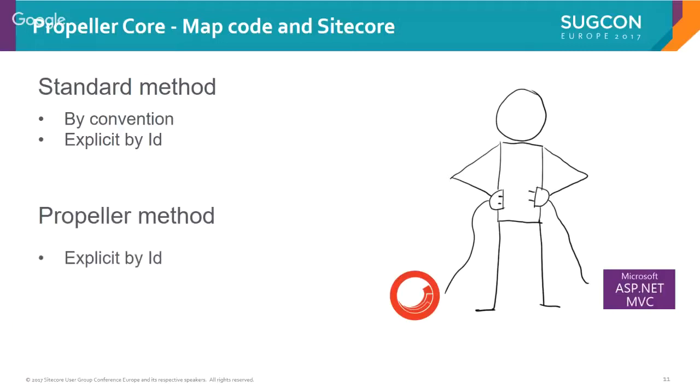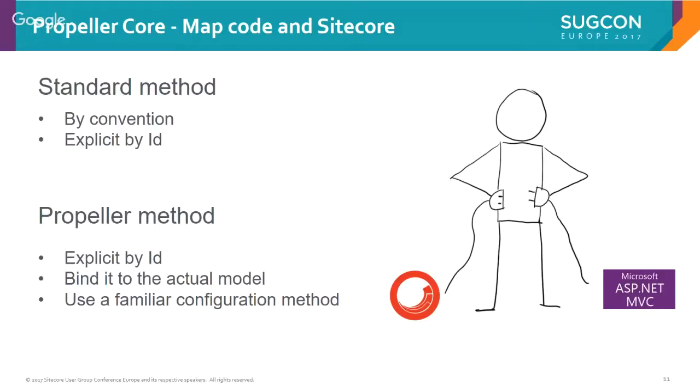Well, we definitely want to use explicit IDs because it's much more robust than using names. If somebody renames something in Sitecore, then it stops working. We want to bind it to the actual model. And again, we want to do it in a familiar way that we already know. And lastly, we want to make it extendable, so in the future, if some other requirement came up, we are able to tie new behaviors into the model.